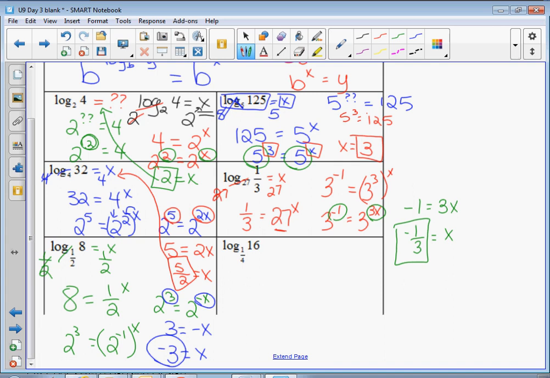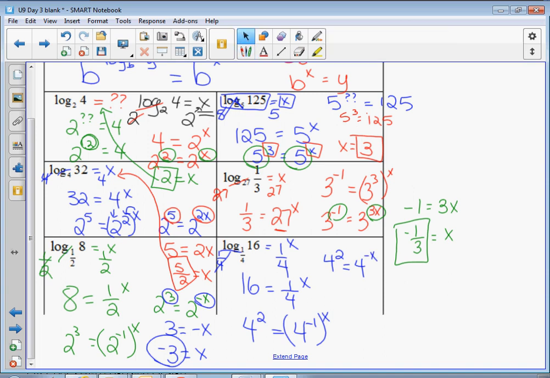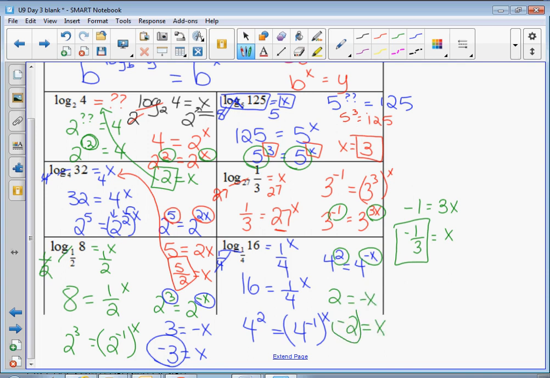One more. Our base is 1/4. So 1/4 on each side. 1/4 to the log base 1/4 cancel out. 16 equals 1/4 to the x. I know 4 squared is 16. I know 1/4 is the same as 4 to the -1 power. So 4 squared equals 4 to the negative x. And take those exponents, set them equal to each other. So -2 equals x.